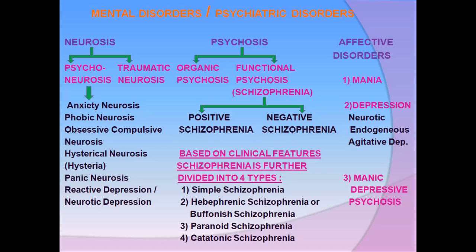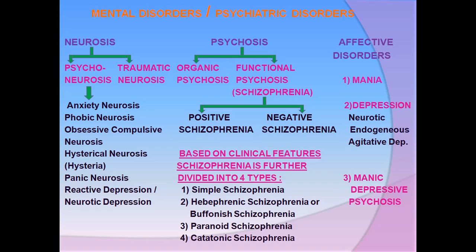Coming to the first point, neurosis is further divided into psychoneurosis and traumatic neurosis. Coming to the psychoneurosis, psychoneurosis is further divided into different parts, that is anxiety neurosis, phobic neurosis, obsessive compulsive neurosis, hysterical neurosis, also known as hysteria, panic neurosis, reactive depression, also known as neurotic depression. Coming to the next point, psychosis.